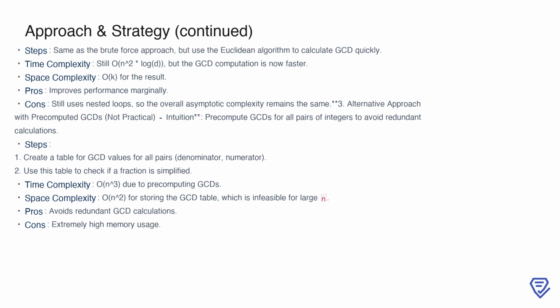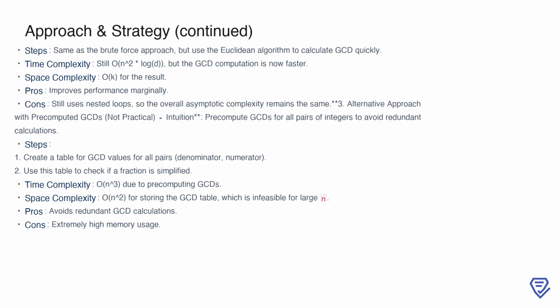Now, to make the brute force approach more efficient, we can optimize the GCD computation by using the Euclidean algorithm, which is a faster method for finding the greatest common divisor. The steps remain the same: iterate through all possible denominators and numerators, check if the GCD equals 1, and add the simplified fraction to the result.